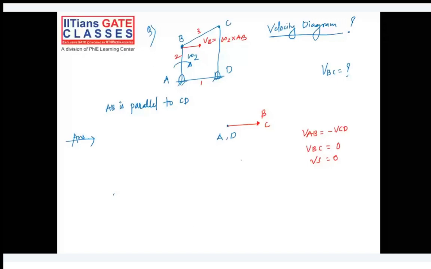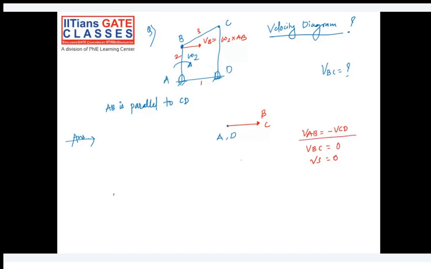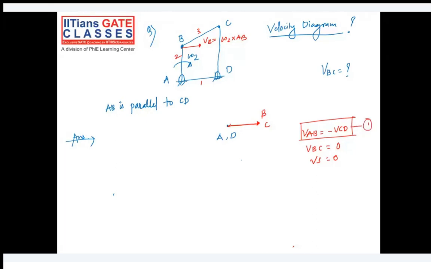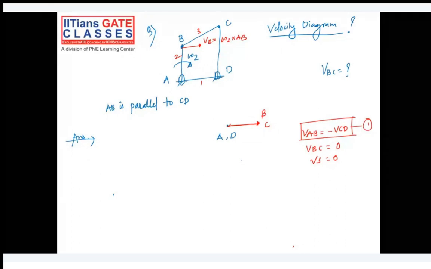CD line, yes, CD line is also there. So that's why I told, right? Velocity of AB is equal to velocity of CD. So it means AB is in this direction and CD is opposite to that direction, like this, on top of that. Is it clear? This equation number is clear or not? If you have any doubt, let me know at this moment itself.